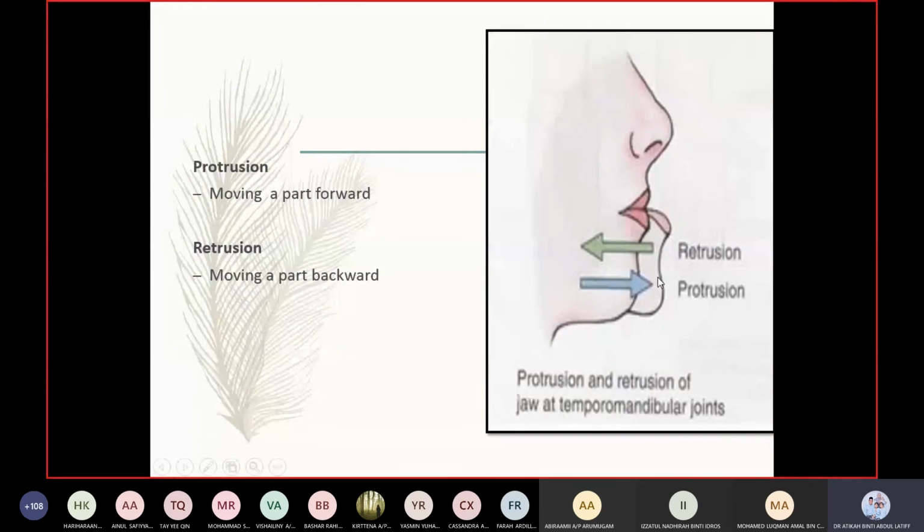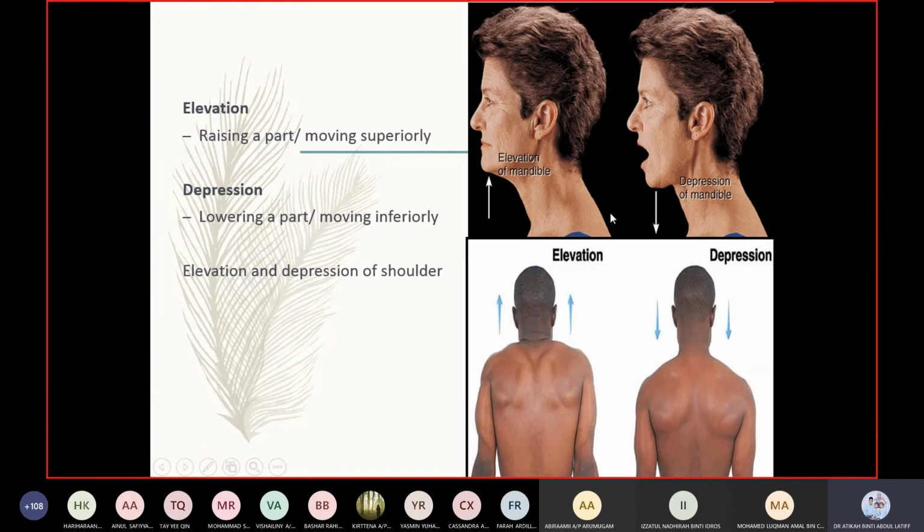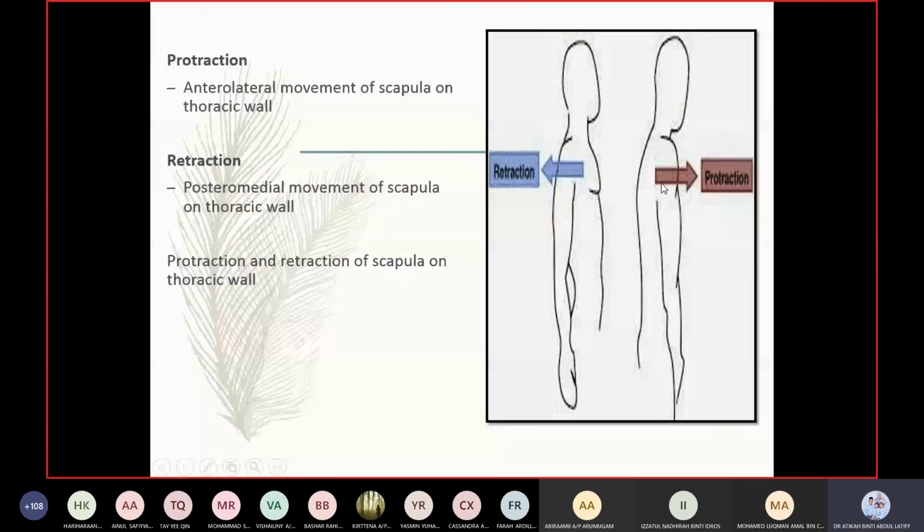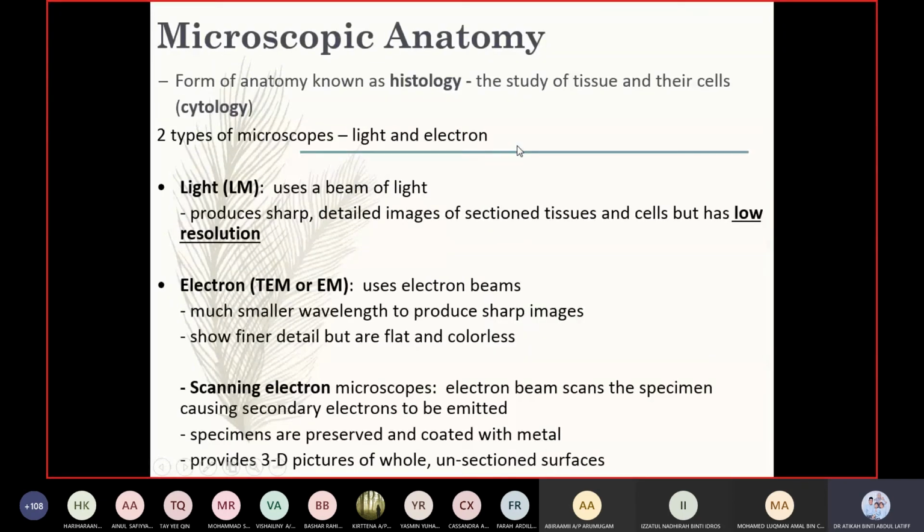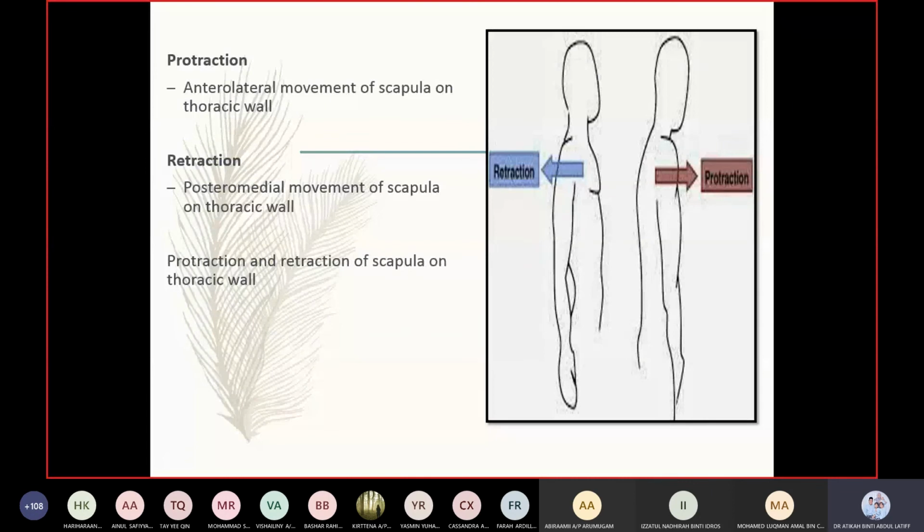Protrusion, moving a part forward. Retrusion is moving it backwards. This is at the jaw. Elevation, again, of the mandible or jaw, is when you close your mouth. Depression of the mandible is when you open it, or in the case of a shoulder, elevation and depression, moving down. Protraction, moving it forwards. Retraction, moving backwards. This is actually protraction and retraction of the scapula against your thoracic wall.